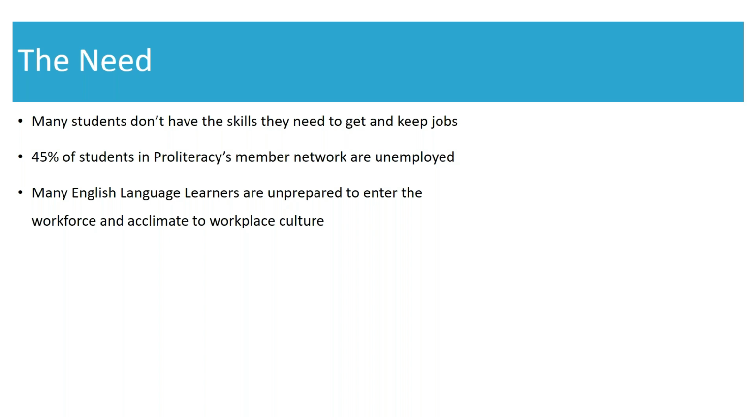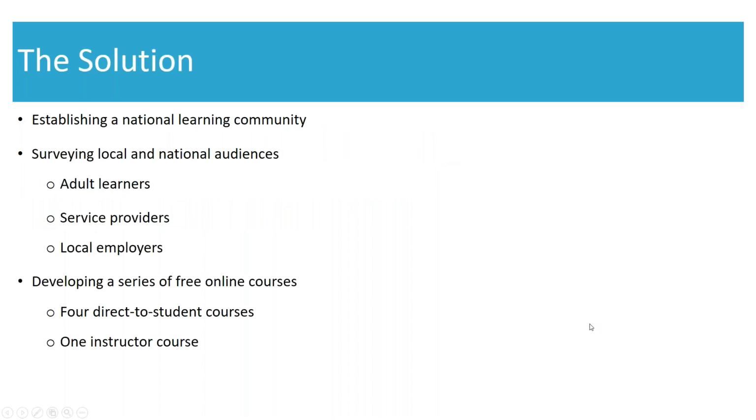45% of students in ProLiteracy's member network are unemployed. In addition, 95% of ProLiteracy member programs provide English language instruction, and nearly 65% serve refugees. Many of these students are not prepared to enter the American workforce and successfully acclimate to workplace culture. And you can move the slide ahead.